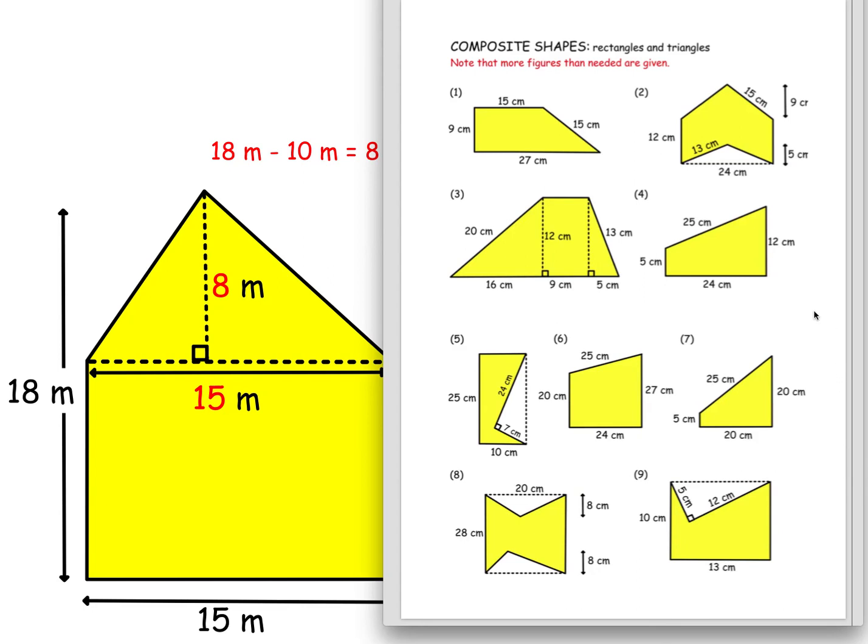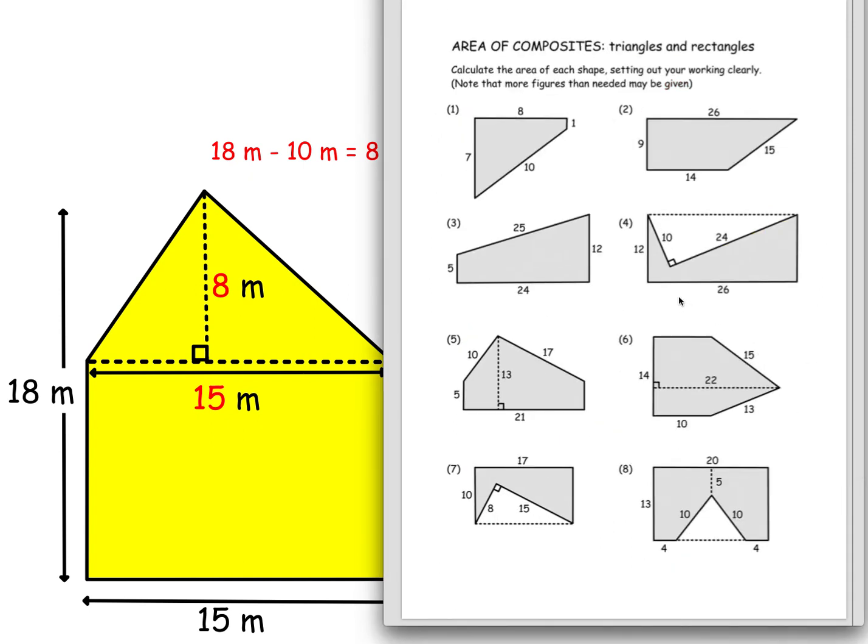It's either rectangles and triangles stuck together, or sometimes a triangle missing from a rectangle. And again, there are more figures there than you need. So there are figures there to distract, so that you know what you're doing. Not all the figures are used. And again, there are answers with them. And there's a longer worksheet as well. So that's 2 worksheets in composites. Same extra figures there that you don't need. You're splitting them into rectangles and triangles.